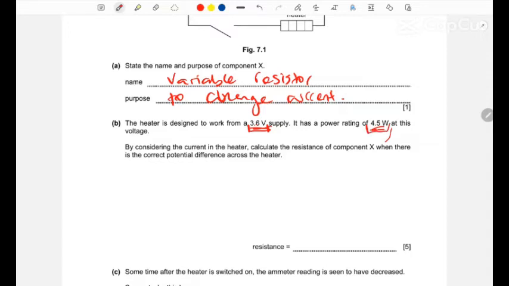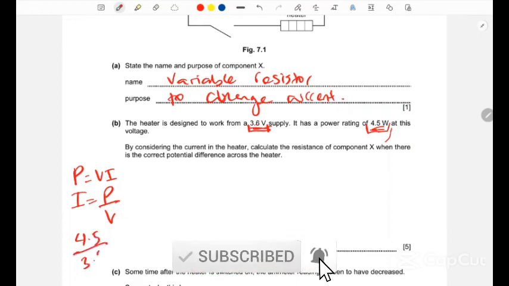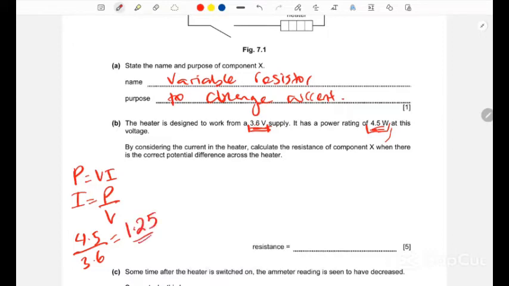First we can find the current inside the heater by using the power formula. We know that power equals VI. Rearranging this, we get I equals P over V. So P is 4.5 over 3.6. That would give us 1.25. So this is the current inside the heater.